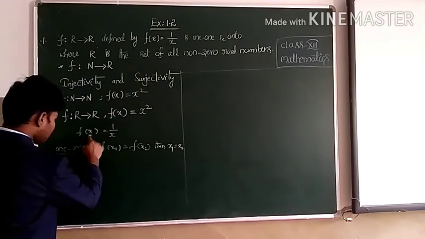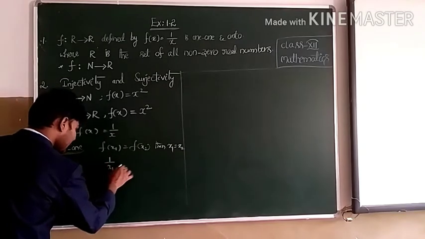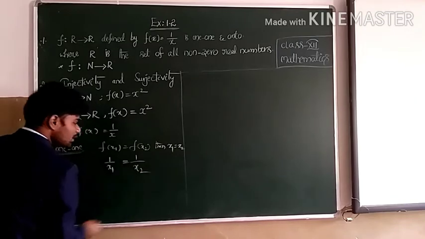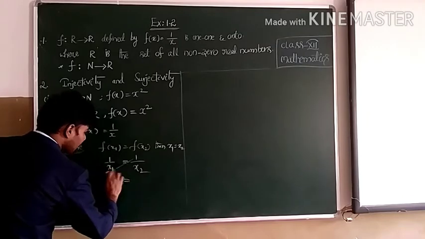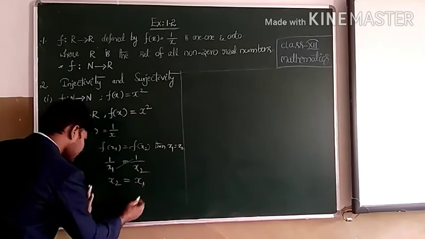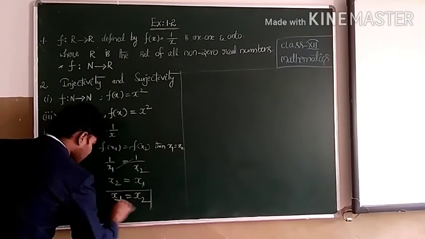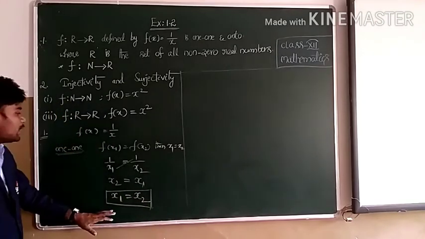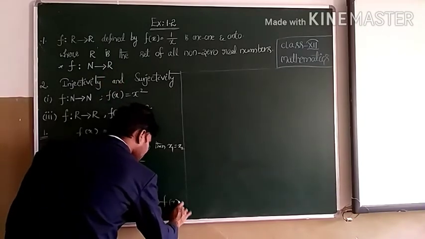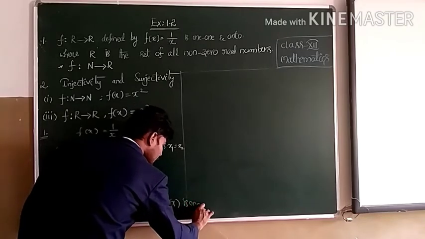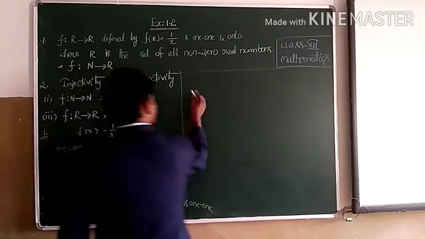Condition it is. So now f of x1 is 1 by x1, and this is 1 by x1 equals 1 by x2. If you do the cross multiplication here, x2 into 1 is x2 and x1 into 1 is x1. Writing this in the other order, x1 equals x2 here. So the one-one condition is satisfied. That's why the function f of x is a one-one function. Clear?